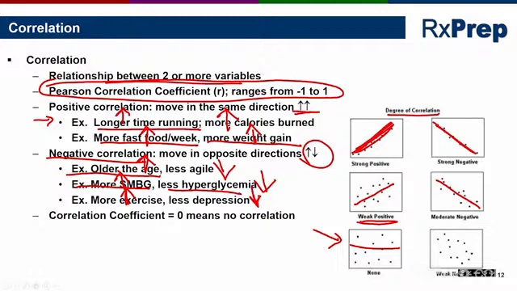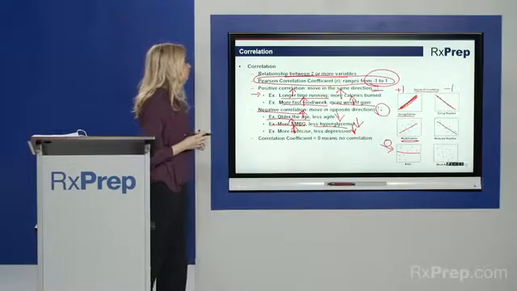And so if you have something that's strongly positively correlated, we call that a +1. Strongly negatively correlated, we call that a -1. No correlation is a 0. So that goes back up to the initial definition when we were talking about the Pearson correlation coefficient.